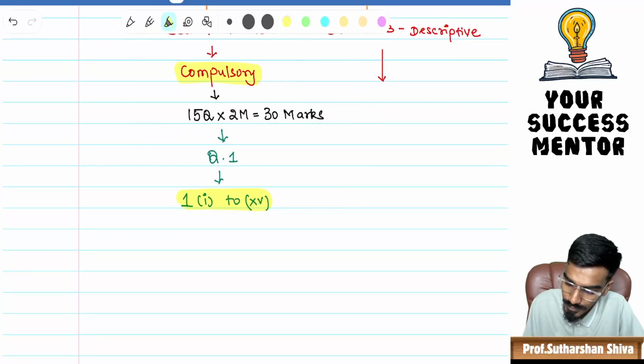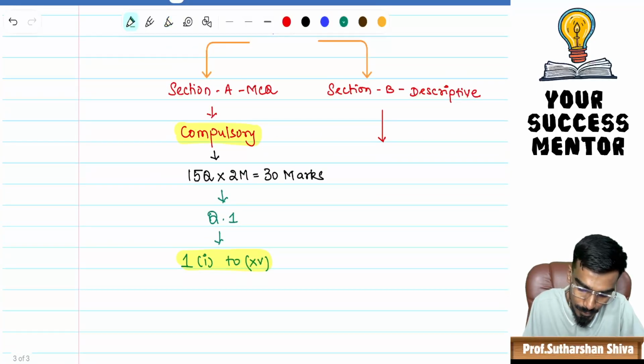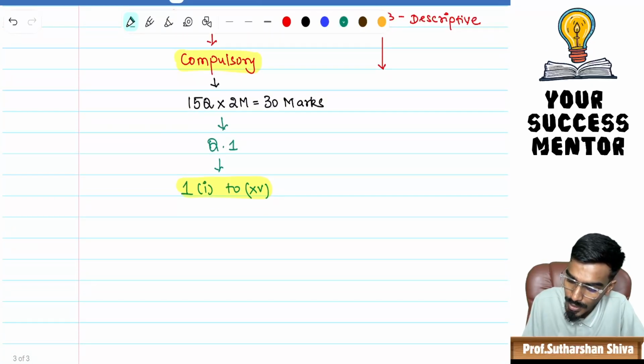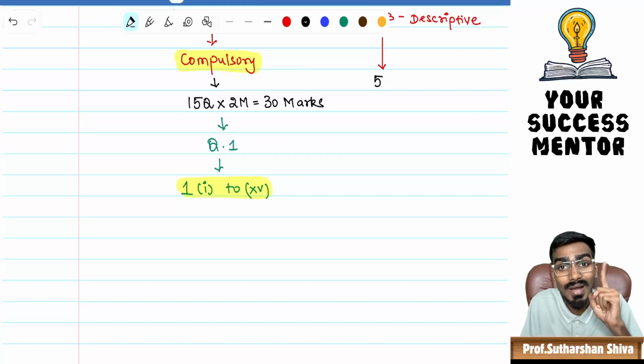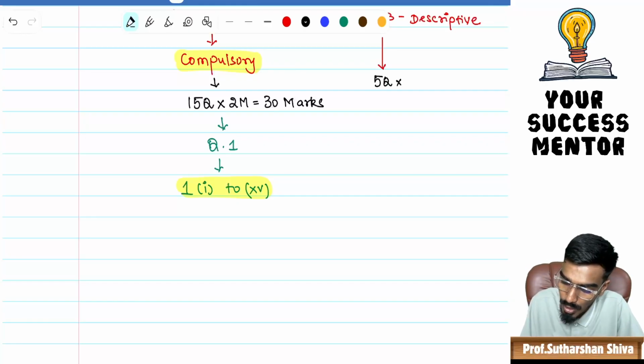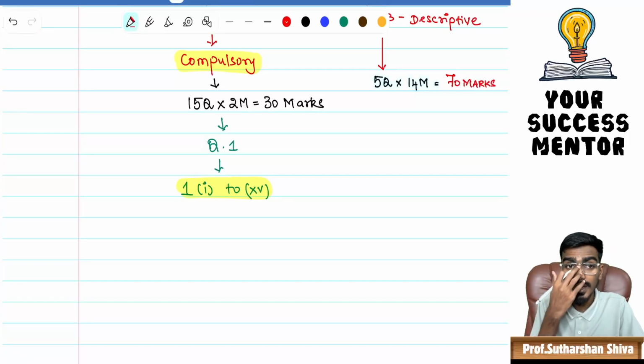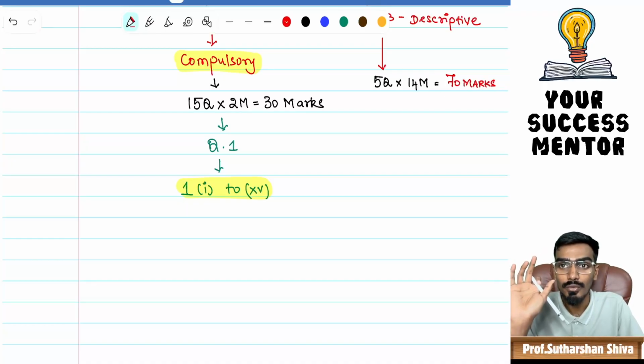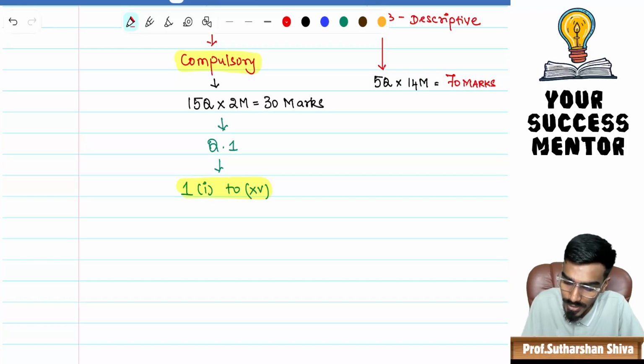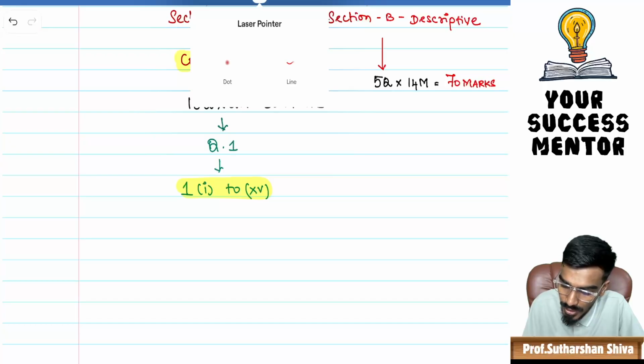Now, coming to the descriptive part. In this part, you need to attend 5 questions of 14 marks. If you have 5 questions of 14 marks, the total you are going to focus on is 70 marks. Guys, in our sessions, we will keenly focus on these 70 marks. If we study the 70 marks effectively, the 30 marks will automatically come to you. You don't need to put separate effort to score the 30 marks of MCQ.